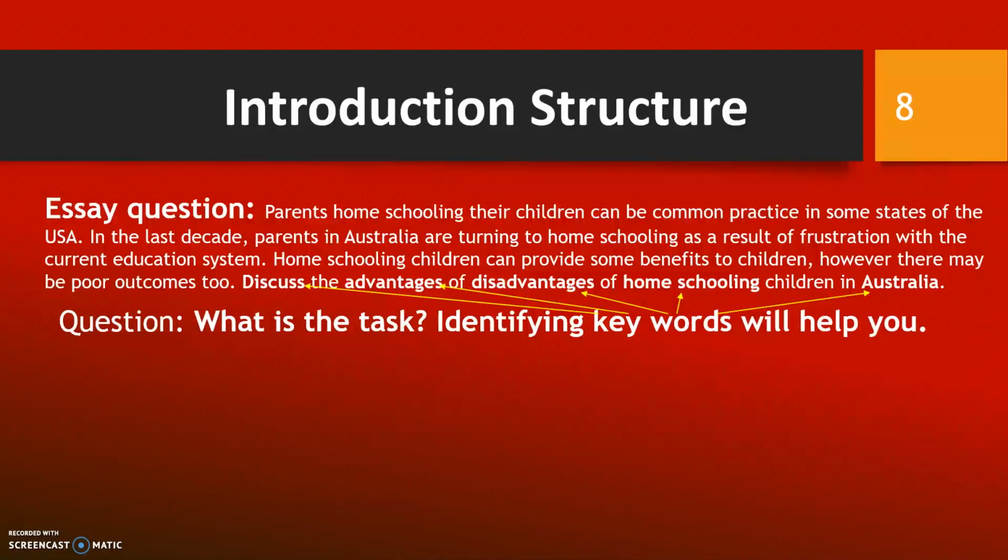Alright, so what's the task? What do we have to do? Well, firstly, we need to identify keywords that are going to help us. So let's have a look at these keywords. So we've got discuss, or we're going to write about, the advantages and disadvantages of homeschooling children in Australia, not America, Australia. This information here is just background information which will eventually direct you to the question. Alright.